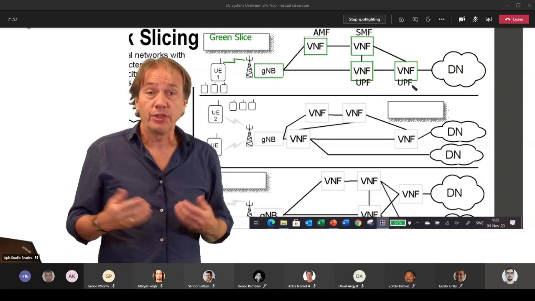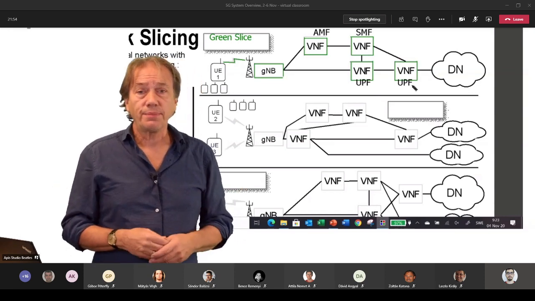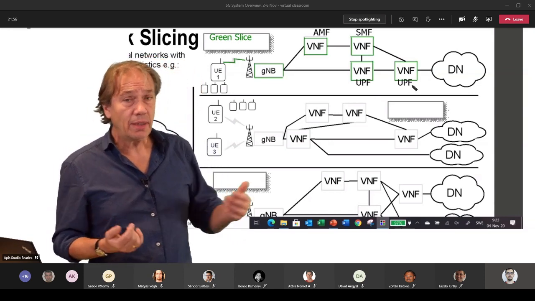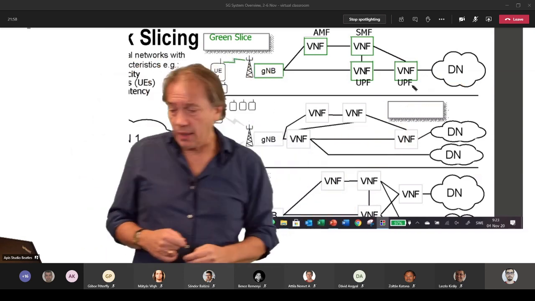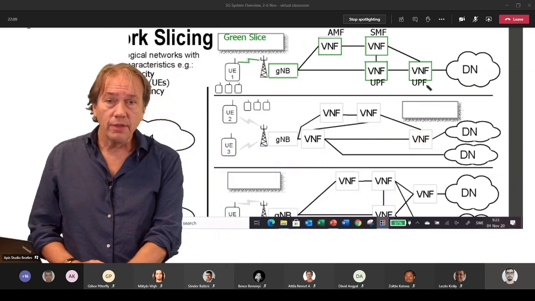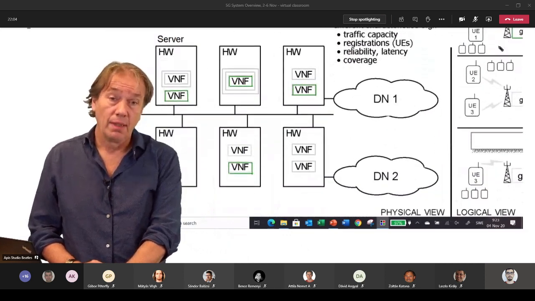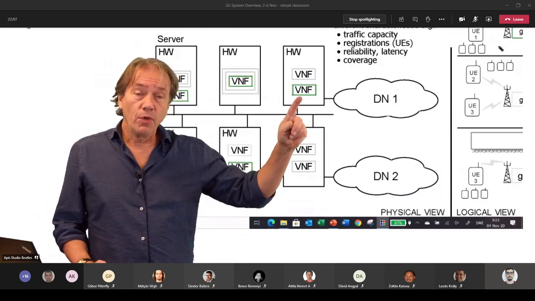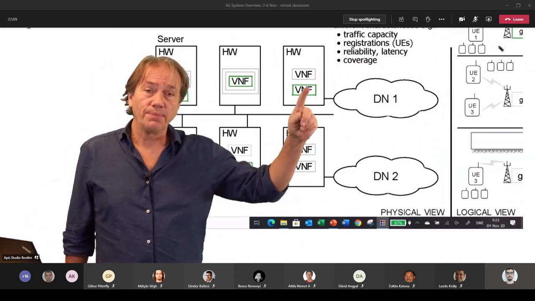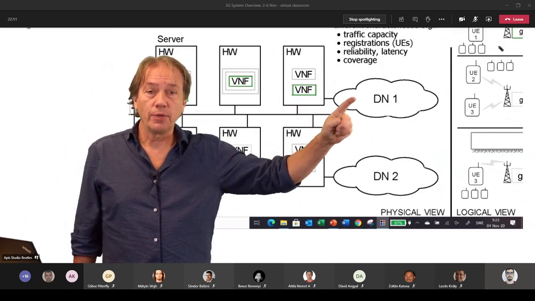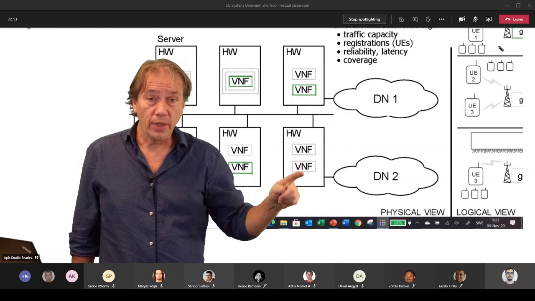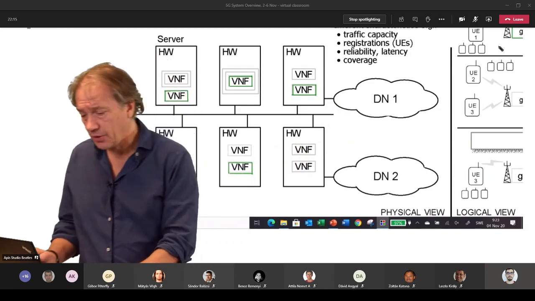In this example, because it's obviously just an example, the green slice gives access to a data network. And if we go back and look at this picture, we have one green VNF here, which connects to data network 1. We don't have any green VNF here.